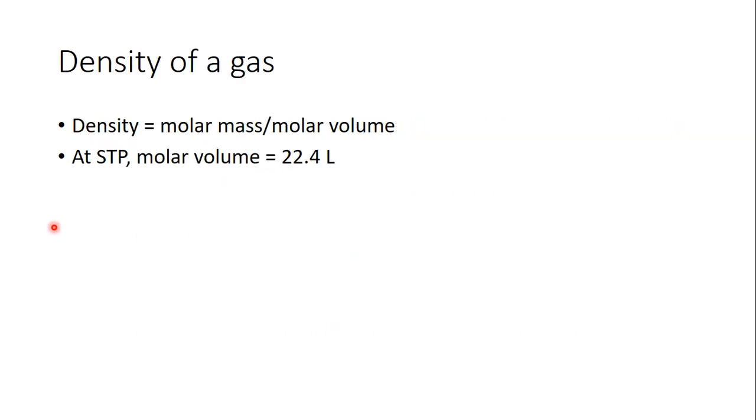Alright, so let's talk about density of gases. We talked about densities of solids and liquids, and density for gas is a little different because density here is molar mass divided by molar volume. And at STP, we're going to assume the molar volume is 22.4 liters, as we talked about in the previous slide.